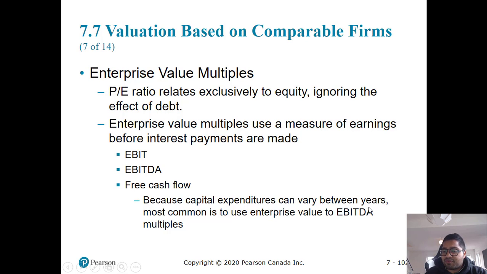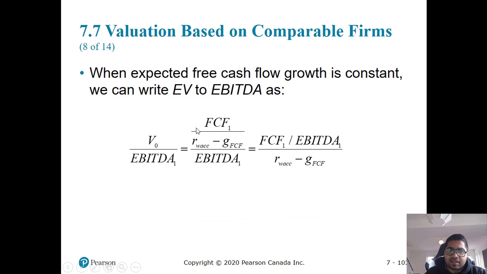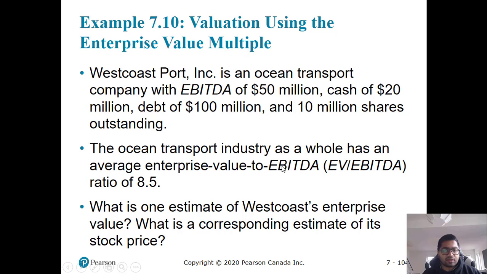Because capital expenditures can vary between years, the most common way to calculate the enterprise value multiple is using EBITDA, earnings before interest, tax, depreciation and amortization. So how to do that? The enterprise value multiple is EV divided by EBITDA, where EV is the value of the firm. We saw the value of a firm is free cash flows divided by weighted average cost of capital minus growth rate. So if you compute this formula, it comes to free cash flow to the firm divided by EBITDA, divided by weighted average cost of capital minus growth rate. So let's use it.